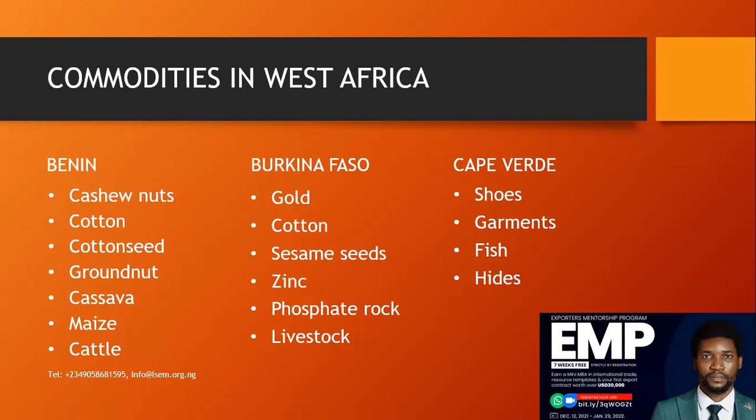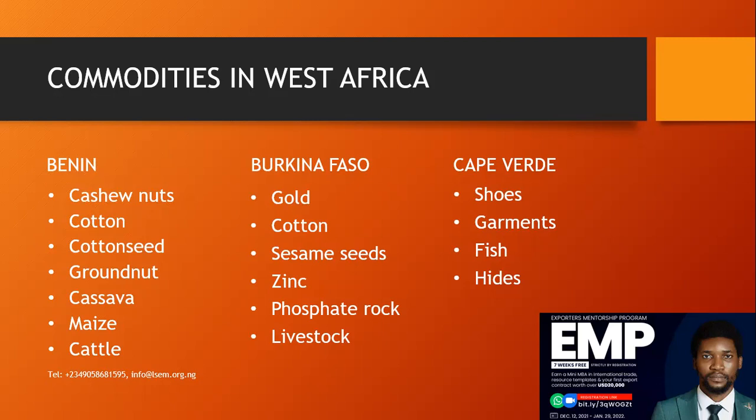So in Benin, we have cotton seed, anything that has to do with cotton, you get it in Benin. There's groundnut, there's cassava, there's maize, and there's cattle. In Burkina Faso, we have gold, we have cotton, we have sesame seeds, we have zinc, we have phosphate rock, we have livestock. In Cape Verde, we have shoes, we have garments, fish, hides.